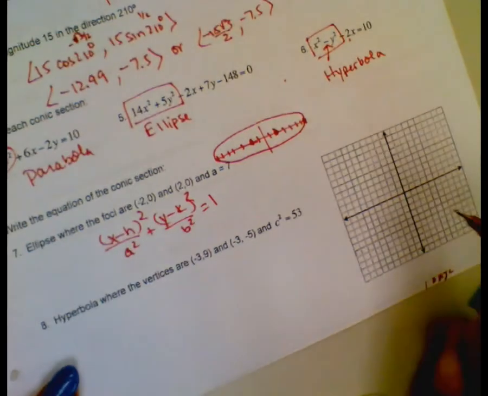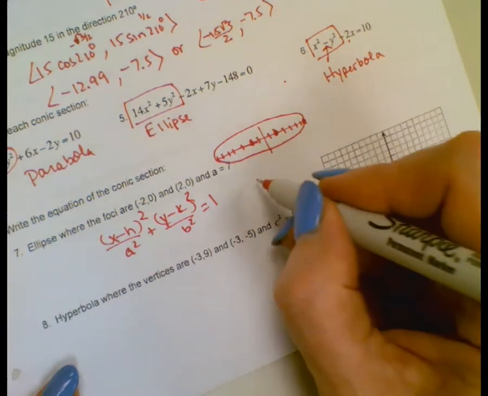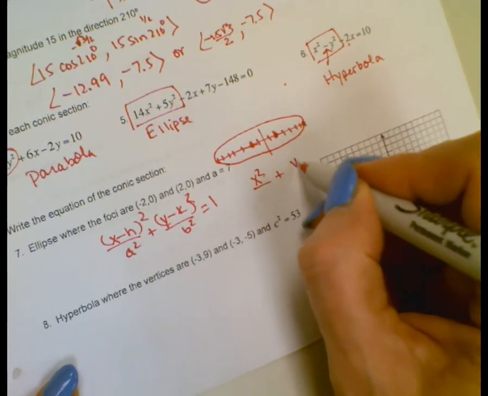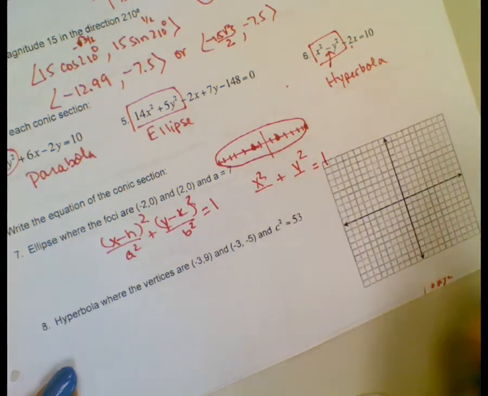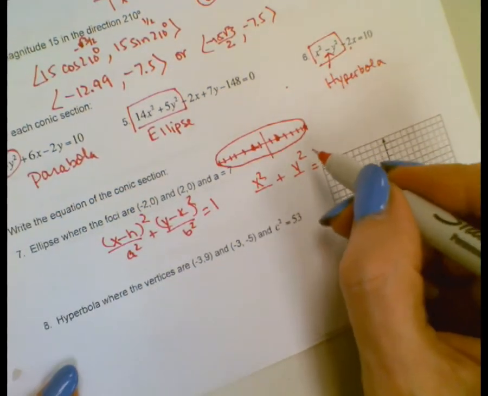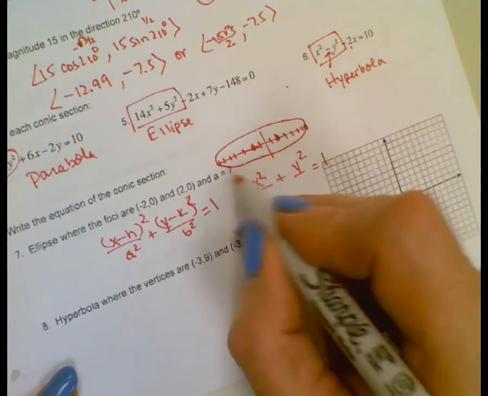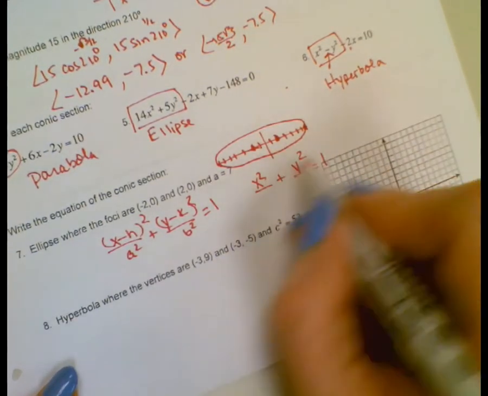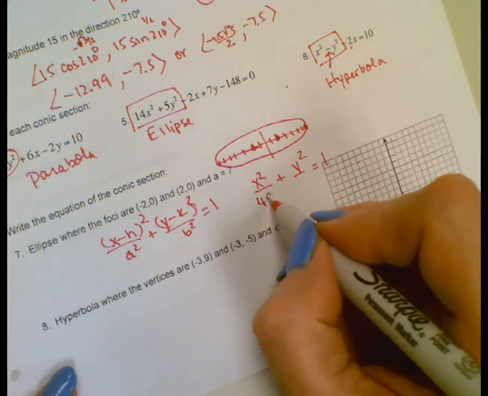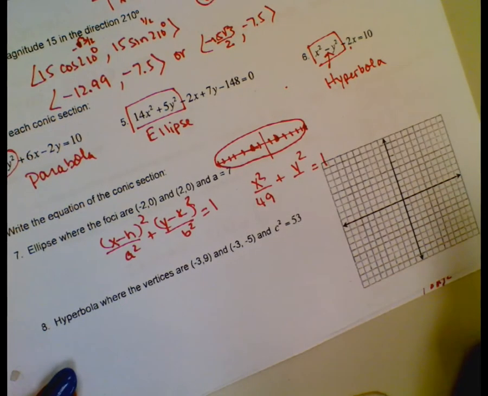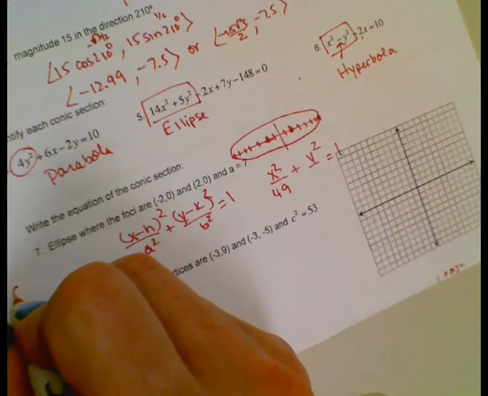Okay, so it looks like the center is 0, 0. So that automatically makes this happen. Okay, the A is 7, and it's going longer this way. It's under the X because of the foci points being on the X-axis. It needs to be longer this way, so that means the 49 is going to go here. 7 squared goes there.